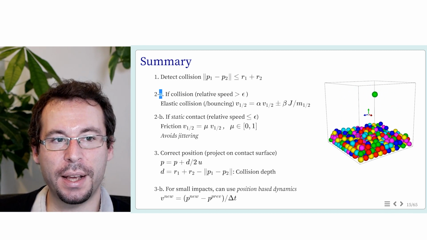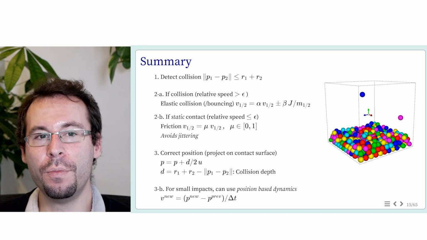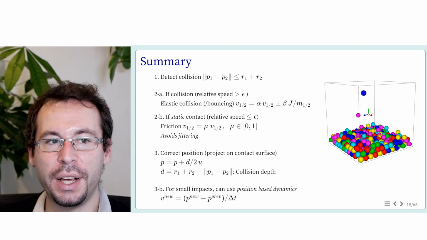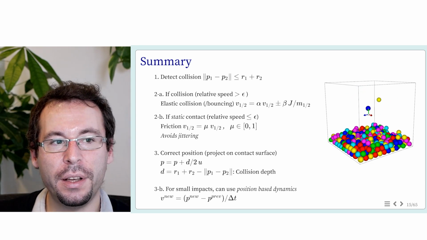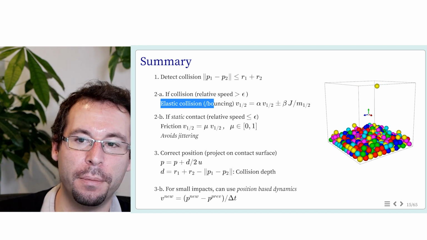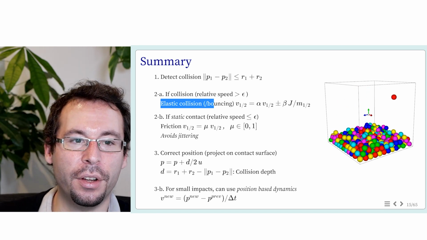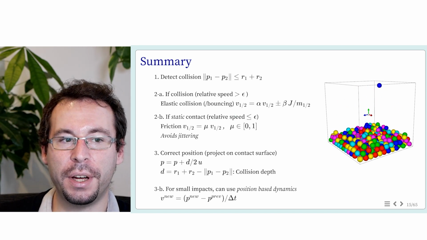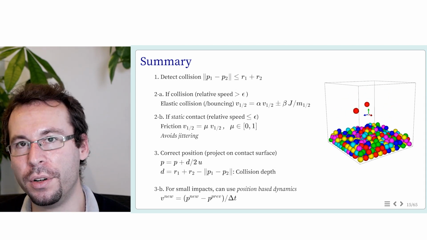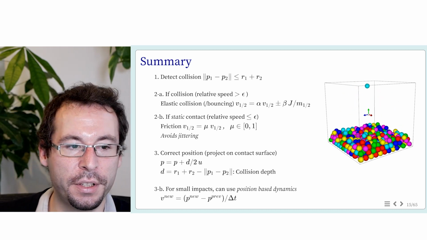I just added some steps because if you do that trivially, you may see some jittering, some oscillating spheres. And so to avoid this oscillation, what you can do is to only apply this elastic collision model if the relative speed between spheres in collision is great enough. And if it's a small relative speed, then you can just add some friction on the speed to avoid this type of oscillation. So you don't make the spheres bounce, but they just reduce the speed.